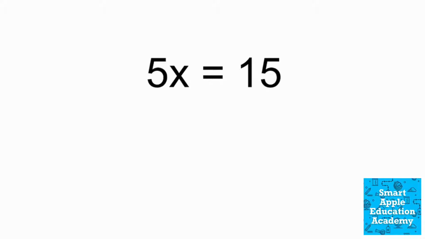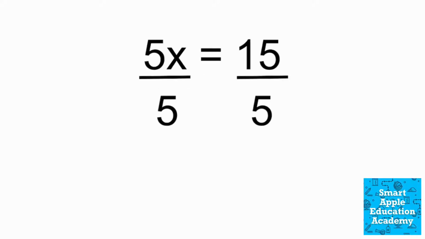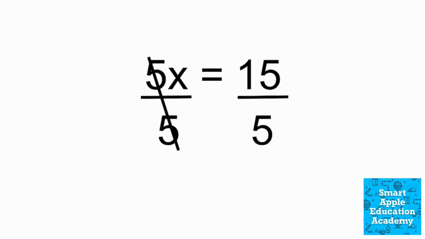Since there's a 5 attached to the x, we have to get rid of that 5 to get x by itself. So we can divide by 5 on both sides of the equal sign. 5x divided by 5 equals 1x. Remember, that's the x that we're trying to get, so 5x divided by 5 equals x, the 5's cancel out, and the x remains. And on the right side of the equation, we have 15 divided by 5. 15 divided by 5 equals 3.